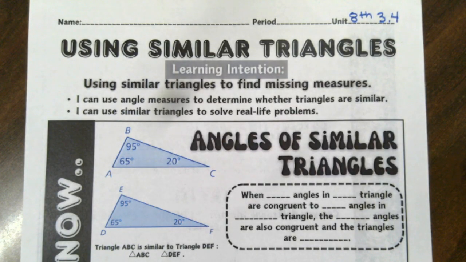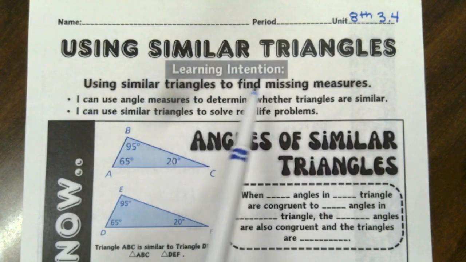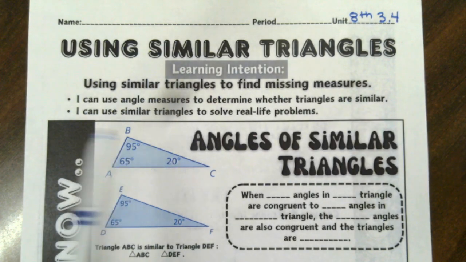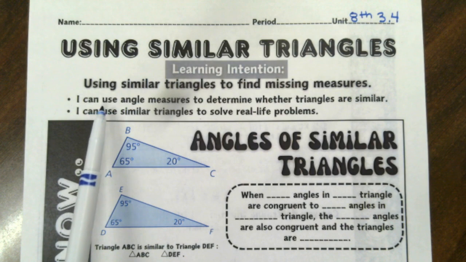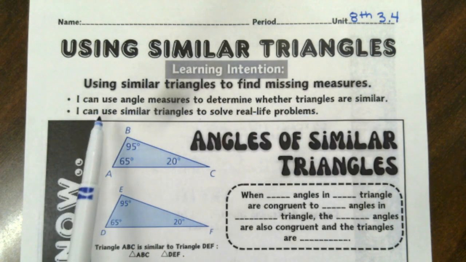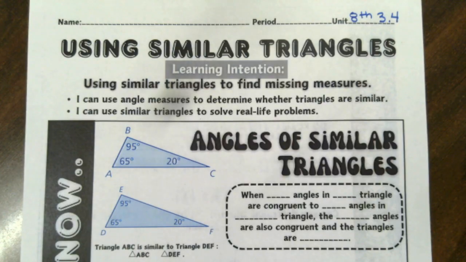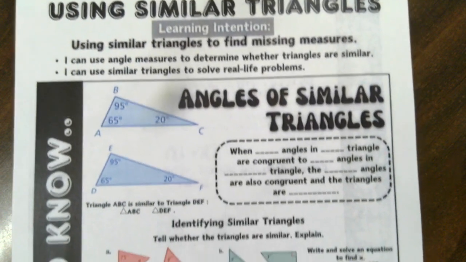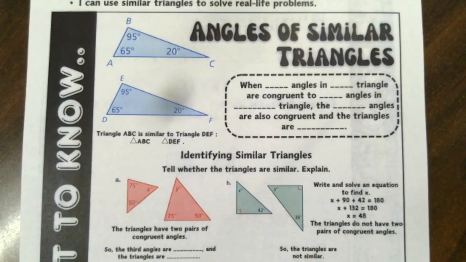Okay, so your learning intention: using similar triangles to find missing measures. Super. You'll know you're successful when you can use angle measures to determine whether triangles are similar, and when you can use similar triangles to solve real life problems. All right, so let's see what we know here.